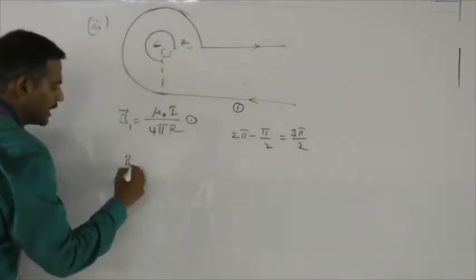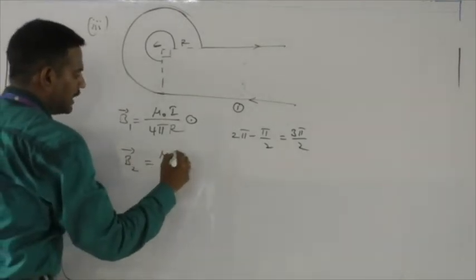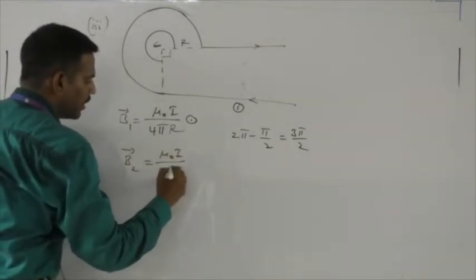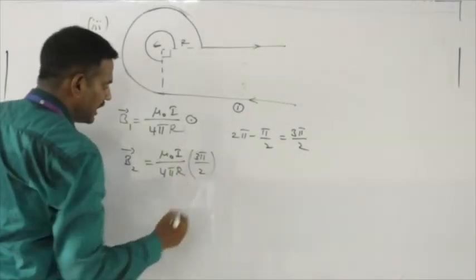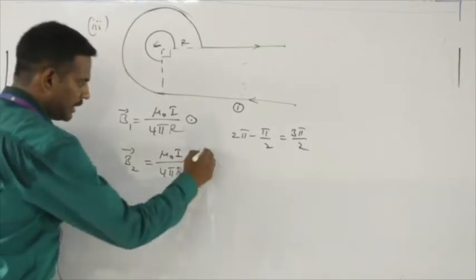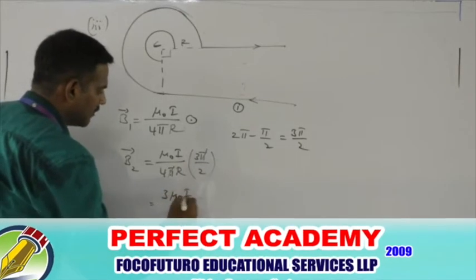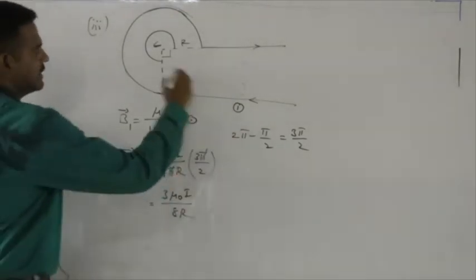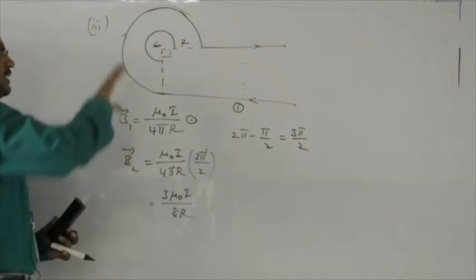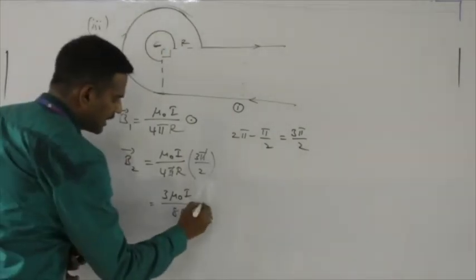And what could be the magnetic field intensity? That will be equal to mu naught I divided by 4 pi r times alpha. Alpha is nothing but here 3 pi by 2 radians. And further, let me cancel all. What I will get is 3 mu naught I divided by 8r. What is the direction? Since it is carrying the current like this, therefore into. So here it is also again into.